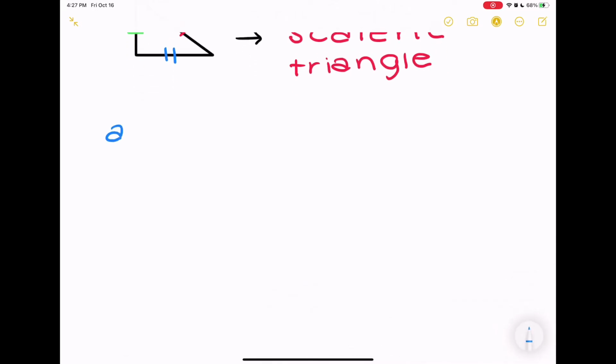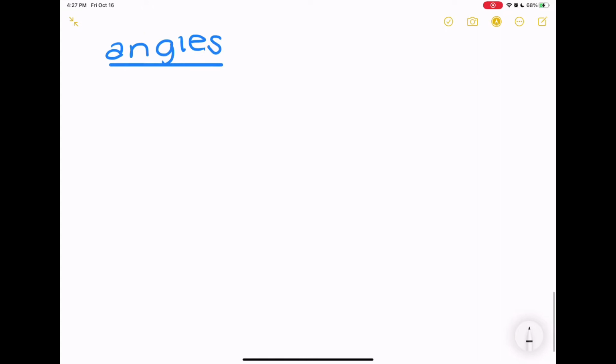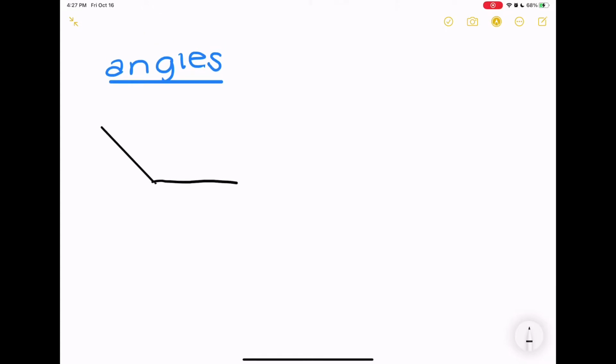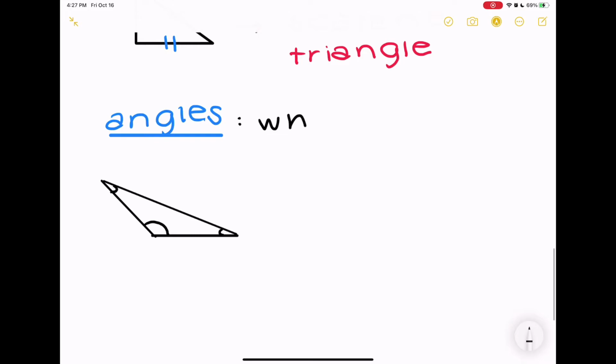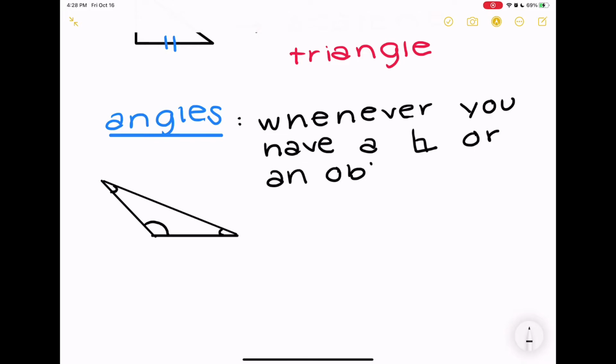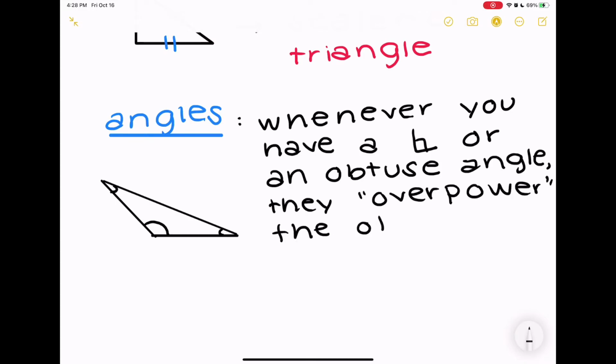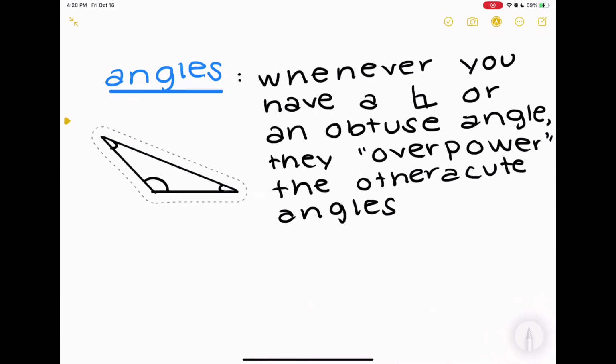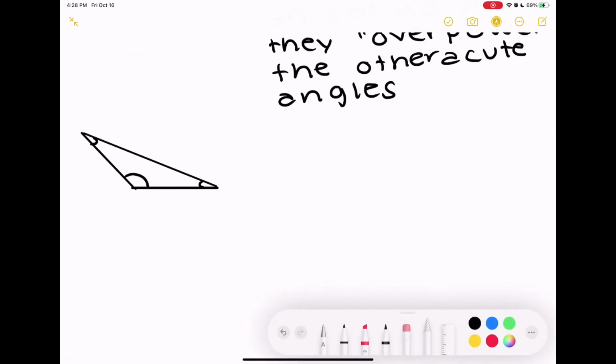Now, let's go ahead and classify triangles based on their angles. So first, I'm going to draw this angle right here, but I want to write this down because it's really important. Whenever you have an obtuse or a right angle in the triangle, it can be only one, they essentially overpower the acute angles. Now, if you don't understand what I mean, well, let's take the triangle that I drew.